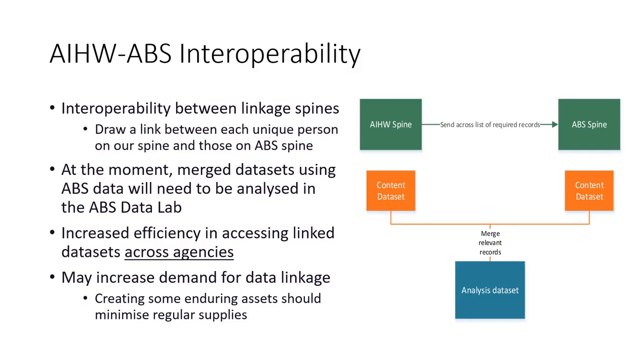There are still constraints with this project. For example, merged data sets using ABS data still need to be analysed in the ABS data lab, so that's for the content data. But the idea is that if we can have a pointer to the ABS spine and the ABS can have a pointer to our AIHW spine, this will increase efficiency in accessing linked data sets across the agencies and reduce the need to relink data twice.